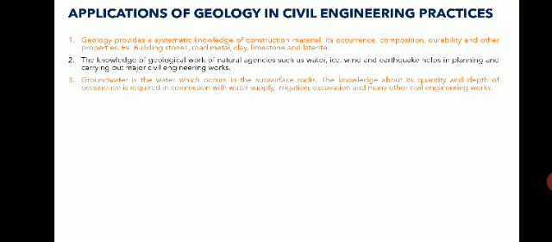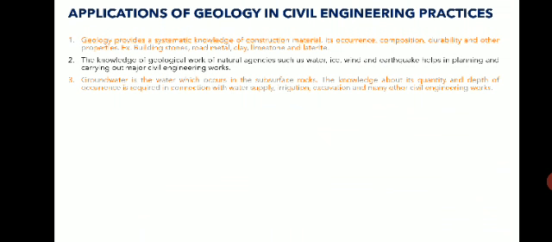So the knowledge about its quantity, quality, and depth of occurrence, at what depth it is present, is required in connection with water supply, irrigation, excavation, and many other civil engineering works. So you must have knowledge about groundwater, and that knowledge will be given by different geological methods, like the electric resistivity method and the seismic method. What these methods give you is an idea at what depth water is present, and in which area water is present, right? So all this knowledge will be given by geology.